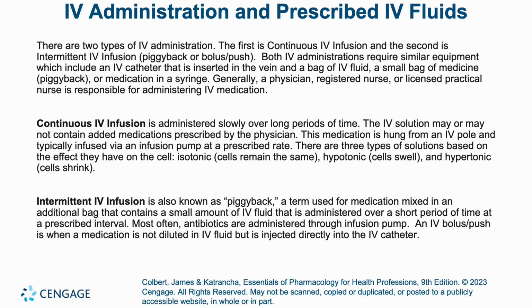An IV bolus or push is when a medication is not diluted in IV fluid but injected directly into the IV catheter. Some examples of IV pushes that we give frequently are IV Zofran, which is an antiemetic for nausea and vomiting, and IV morphine. It's a small dose, a small amount of mLs, and it's pushed directly into the catheter itself.